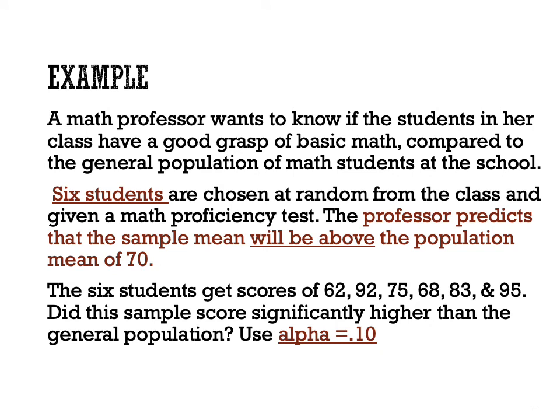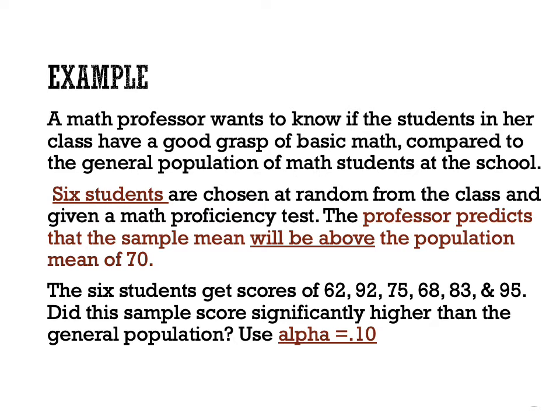So the 6 students in her sample get scores of 62, 92, 75, 68, 83, and 95. Did this sample score significantly higher than the general population? We're going to use an alpha of 0.10. So the first thing we want to do before we move forward is to take inventory of all the information that you have. If you're taking notes, I would recommend making a list off to the side to reference easily.